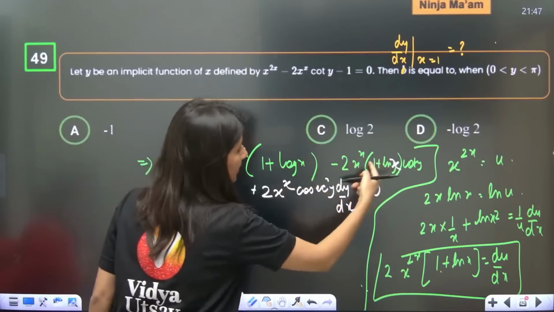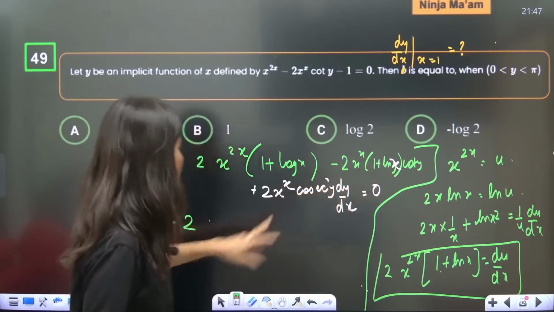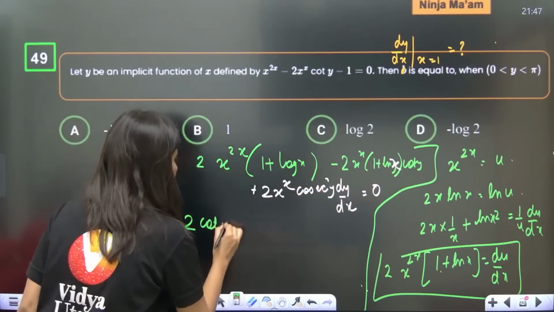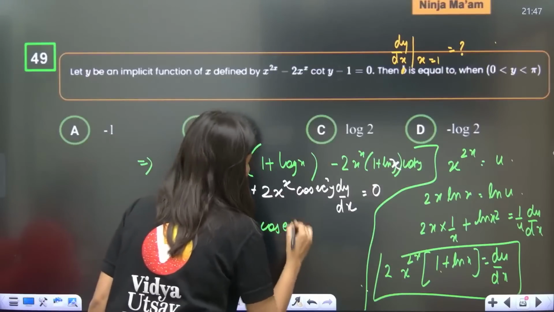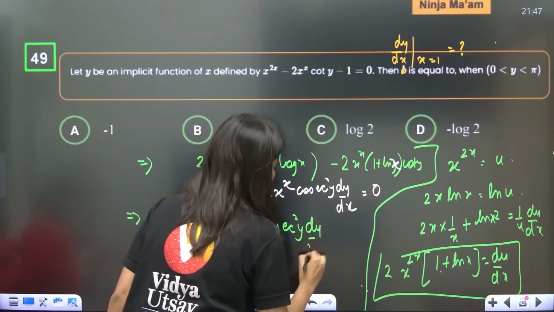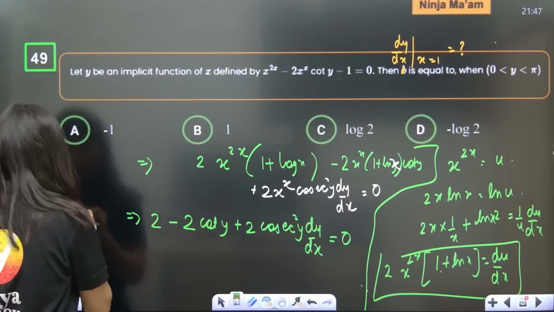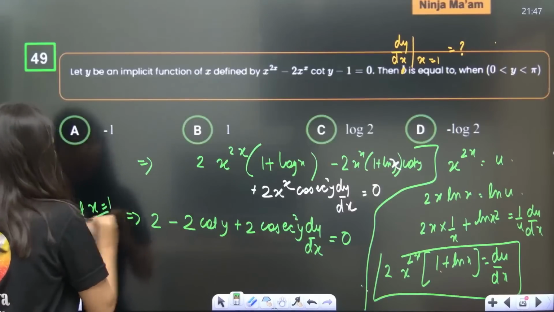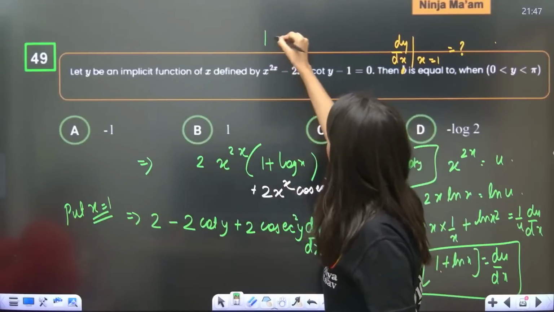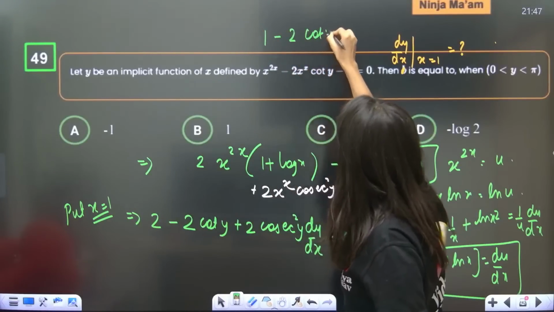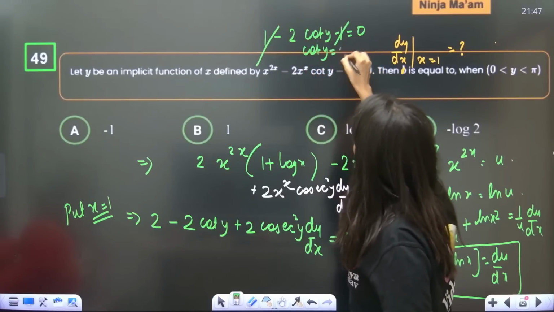Again, if you put x equals to 1, this is again 2 cot y plus 2, and this is cosec square y dy by dx is equals to 0. You need dy by dx at x equals to 1, so we have put x equals to 1. Now at x equals to 1, I need to know the value of y. So put x equals to 1 over here as well. 1 minus 2 cot y minus 1 is equals to 0. So from here cot y is equals to 0.